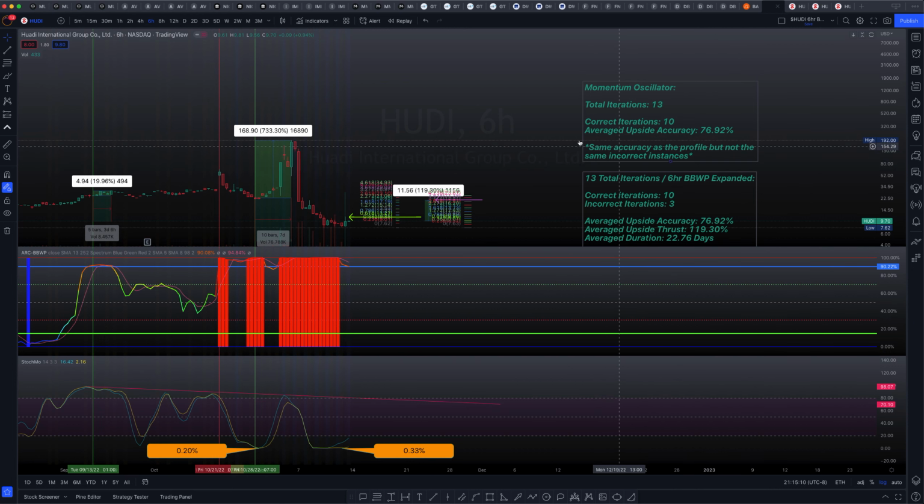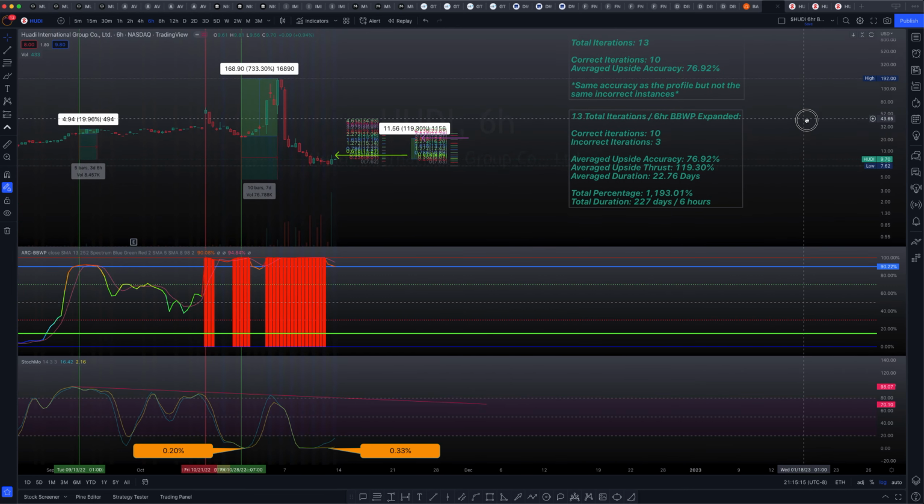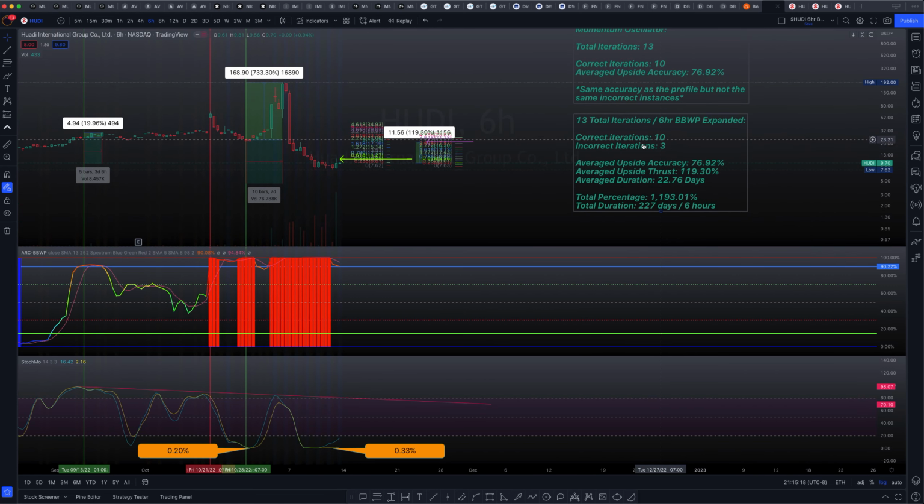Now, what I mean here, same accuracy as the profile, but not the same incorrect instances, is due to the fact that out of the 13 iterations based on the volatility versus momentum profile, we also have correct guesses to the upside that are landing at 10. With 3 incorrect, very similarly to the momentum oscillator, except that those incorrect guesses were not actually in the same iteration that this volatility versus momentum profile got incorrect. So they are separate iterations that just so happen to land within this same percentage.